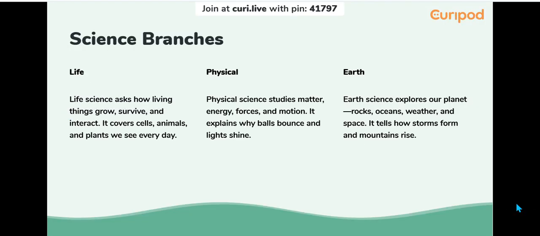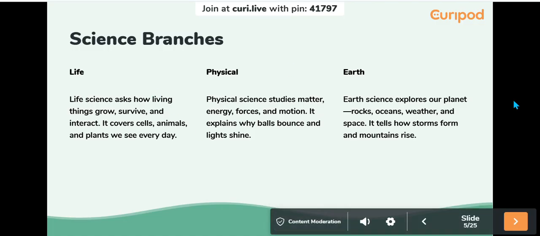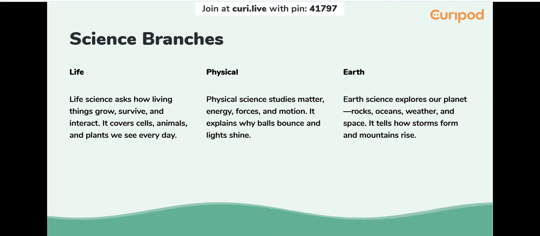So let's begin. Science branches. Life. Life science asks how living things grow, survive, and interact. It covers cells, animals, and plants we see every day. Physical. Physical science studies matter, energy, forces, and motion. It explains why balls bounce and lights shine. Earth. Earth science explores our planet, rocks, oceans, weather, and space. It tells how storms form and mountains rise.